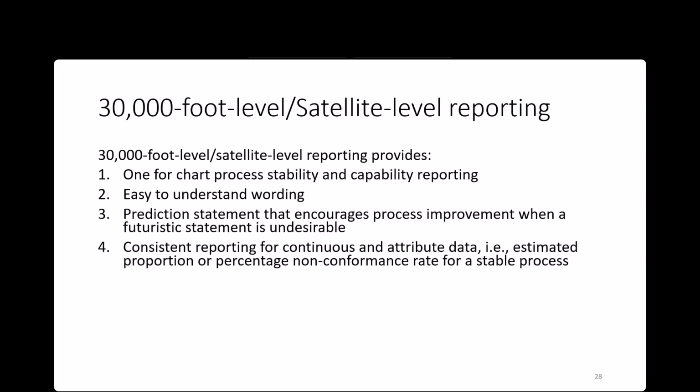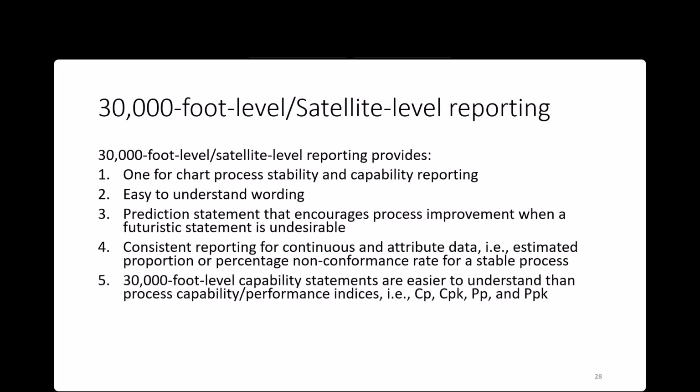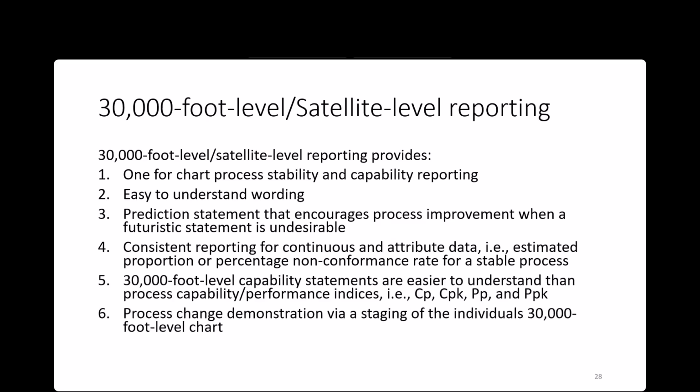Where continuous data, we often looked at CP and CPK and so on, where I'm suggesting for a 30,000 foot level reporting of continuous data, you would just have, if you have a specification, estimated non-conformance rate, which is a lot easier to understand than CP and CPK and process capability indices. Number 5, 30,000 foot level capability indices, like I said, are much easier to understand than CP and CPK and so on. Process chain demonstrates by way of a staging of an individual's 30,000 foot level chart.